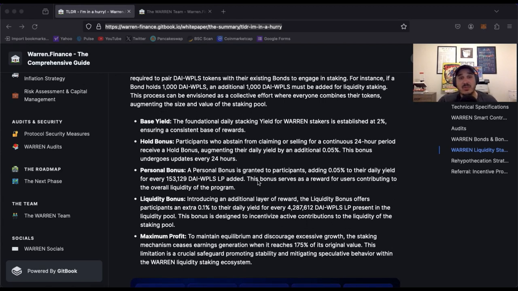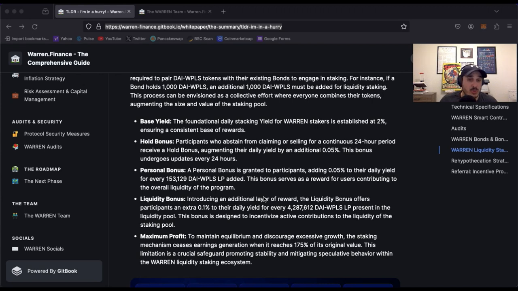The foundational daily staking yield for Warren stakers is established at 2%, ensuring a consistent base of rewards. Then we have a hold bonus. Participants who abstain from claiming or selling for a continuous 24-hour period receive a hold bonus, augmenting their daily yield by an additional 0.05%. This bonus undergoes updates every 24 hours.